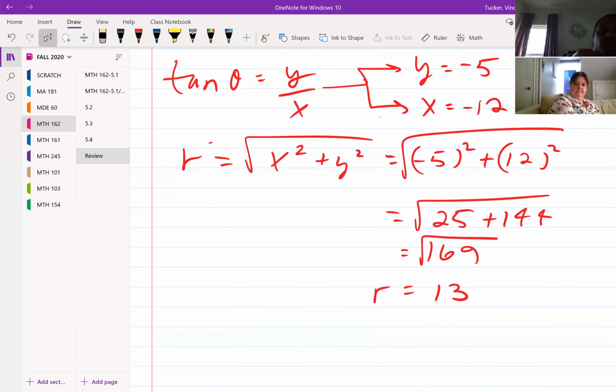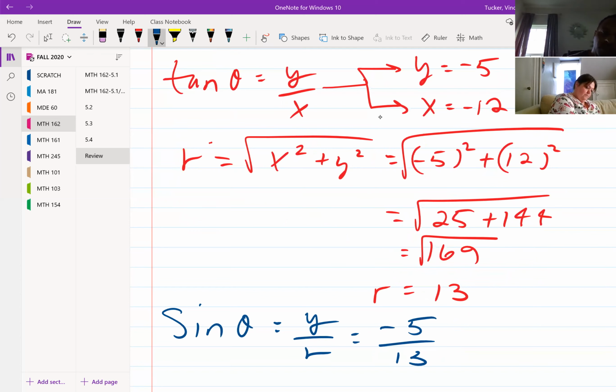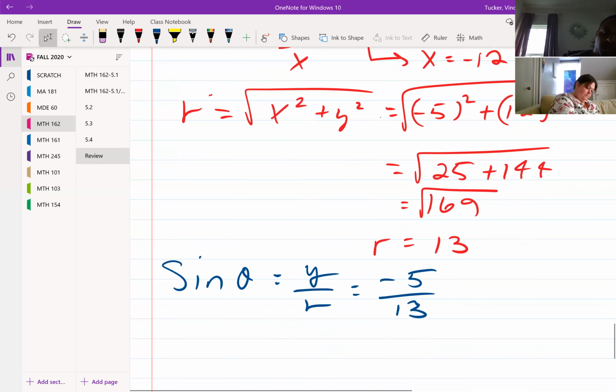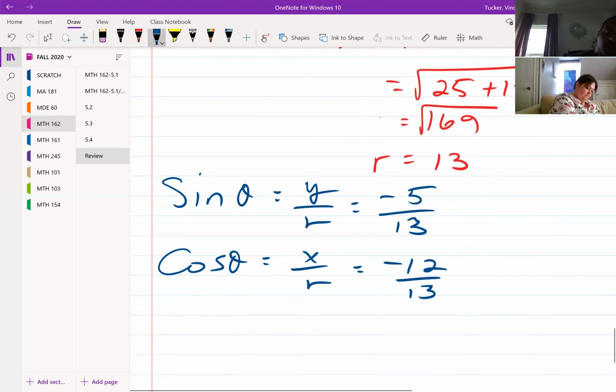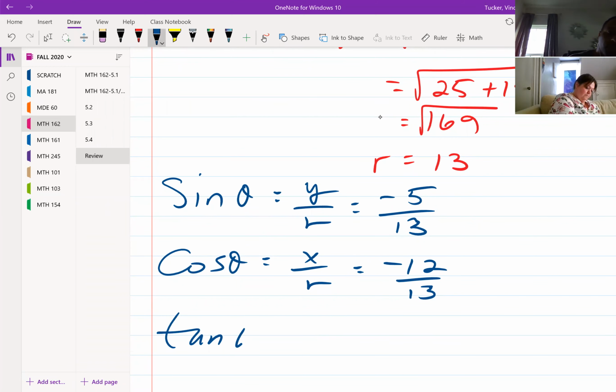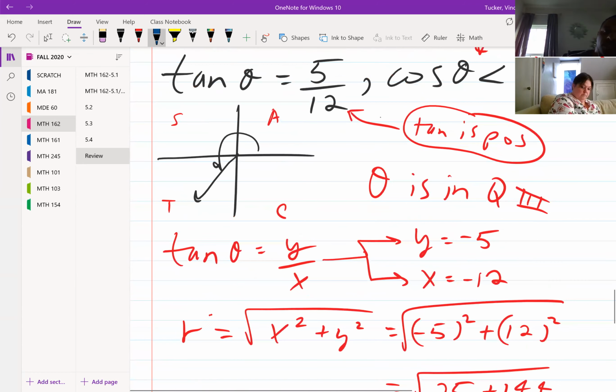So we can go ahead and write the rest. Sine is y over r, so that'll be -5 over 13. Cosine is x over r, -12 over 13. Tan we saw was given already, and that was 5 over 12, right? Yep.